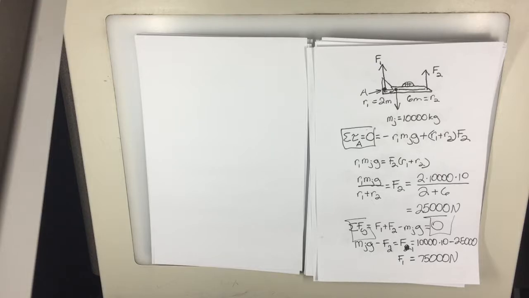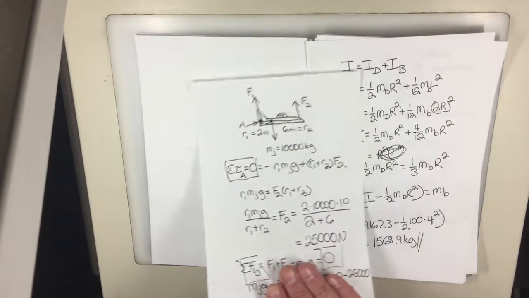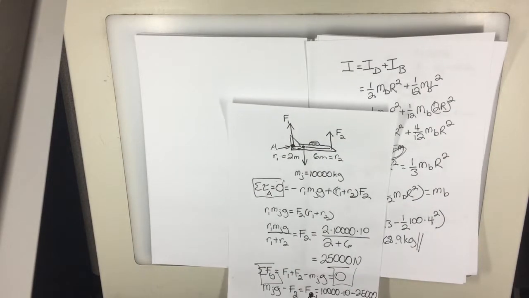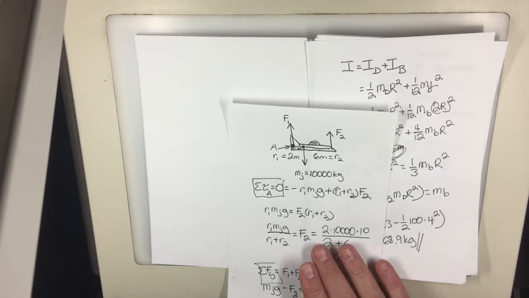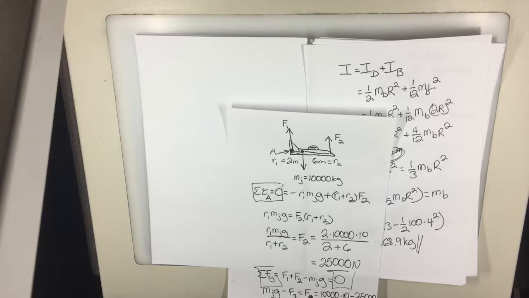Why, on the second one, do we do R1 plus R2 F2? Like, why don't we just do this? Okay, let's talk about this. So here's our diagram, and I'll blow it up. So A is the rotation point.